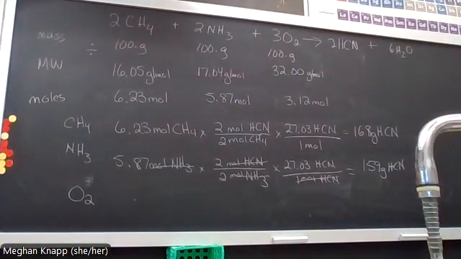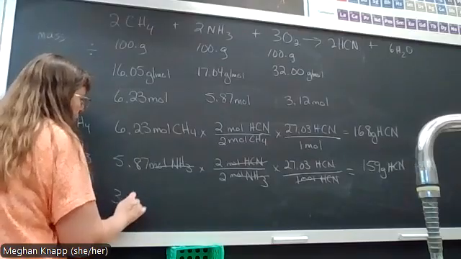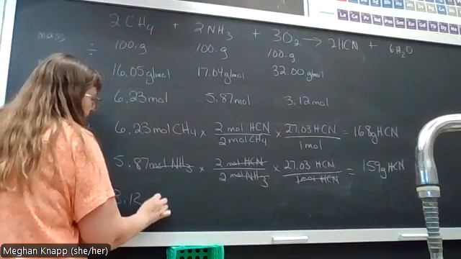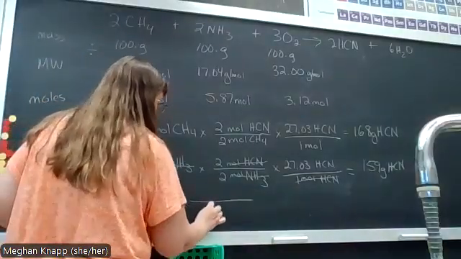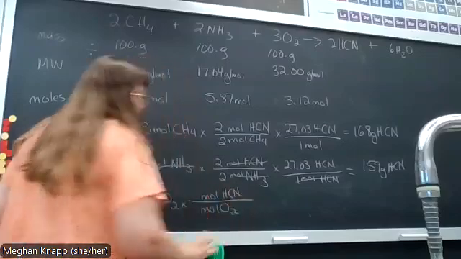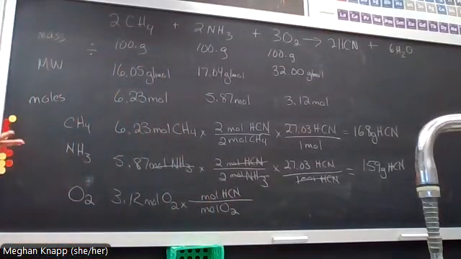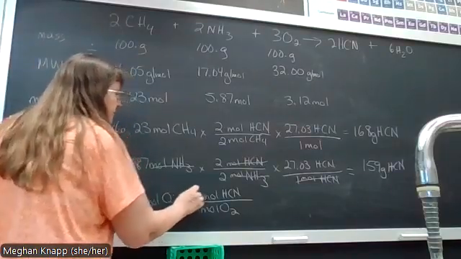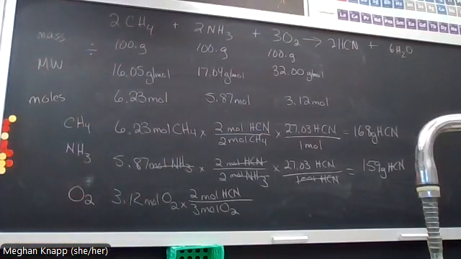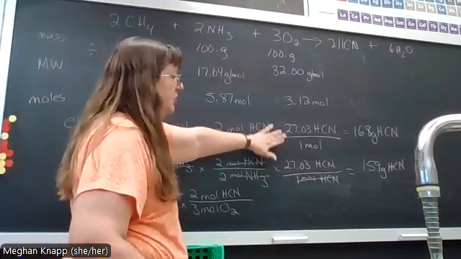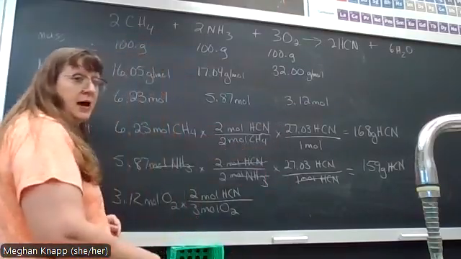All right, so one more to do. Hypothetically, if I'm limited to 3.12 moles of oxygen, how much hydrogen cyanide can I get? So I put my 3.12 moles of oxygen. And now when I pull my coefficients, of course, HCN hasn't changed, but oxygen is different. Oxygen is 3. So that's going to make a difference in what my outcome is going to be. But my last step is going to look identical for all of them, multiplying by the molar mass of the HCN.